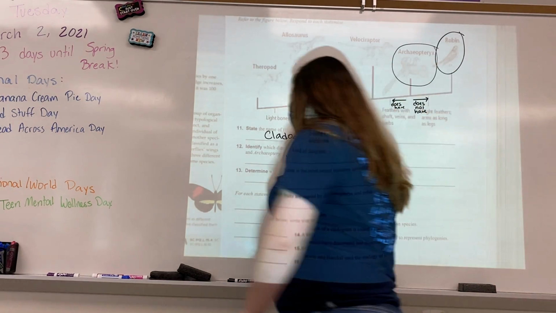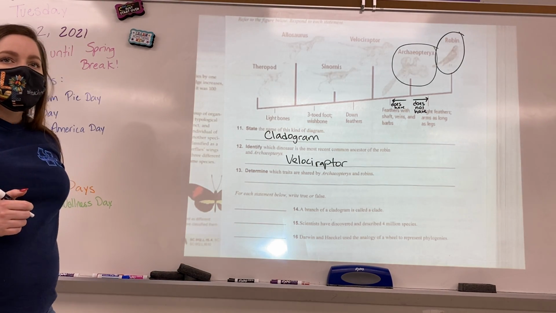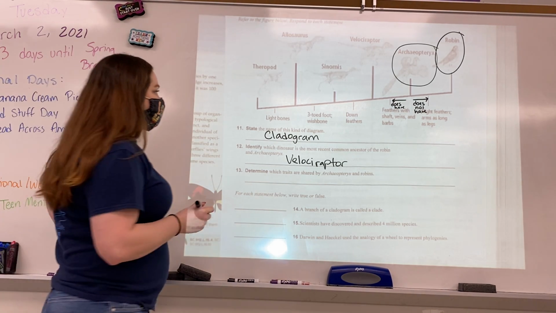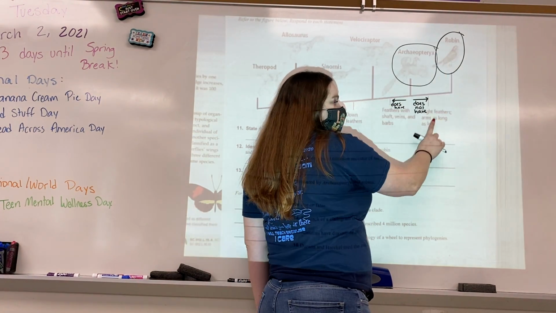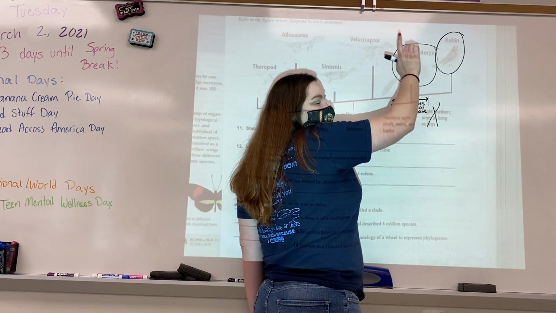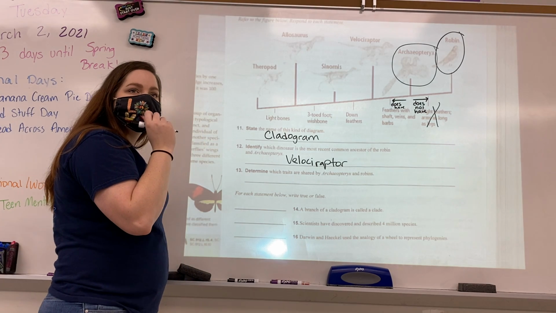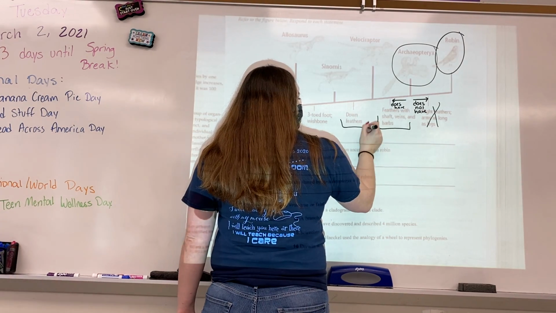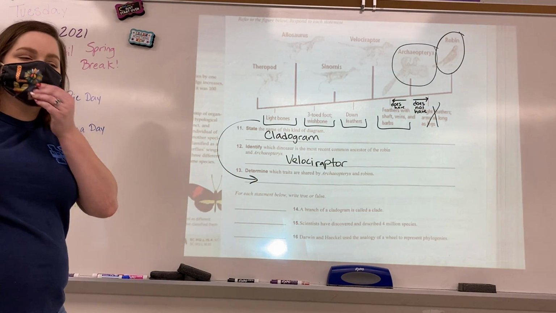Okay. So number 13, determine which traits are shared by those two species. So which characteristics are shared by those two species? Do both of these species have this characteristic? No, because this one branched off before it could get it. So this one is not shared by both of those species. What are the ones that are shared? Everything else. So this one, this one, this one, and this one. All of those characteristics are what you need to put for number 13.